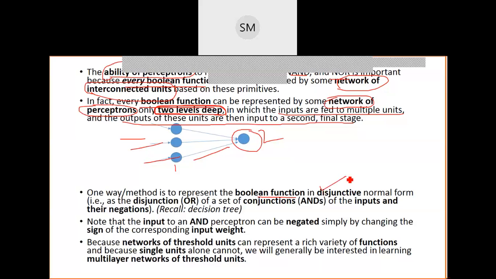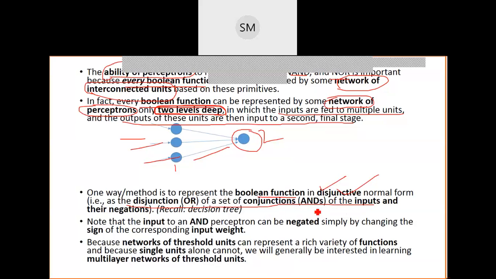Of course, you have heard it because I told you in the first class of the second module when I started decision tree learning. The decision tree itself is a disjunction of conjunctions of constraints, right? So here also we can represent these Boolean functions in disjunctive form. Disjunctive is nothing but OR operation, right? So here it is a disjunction of a set of conjunctions of inputs.